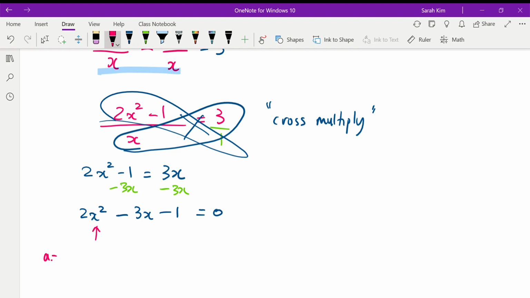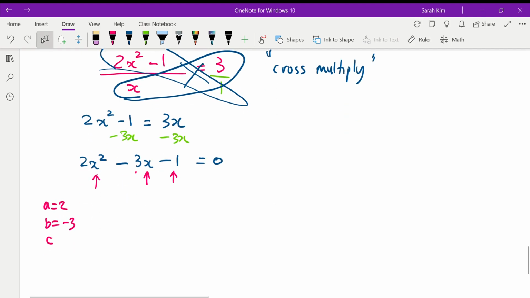Coefficient of that is going to give me a. Coefficient of the x term is going to give me b. Coefficient of the constant term is my c. And then I just put it into the quadratic formula.